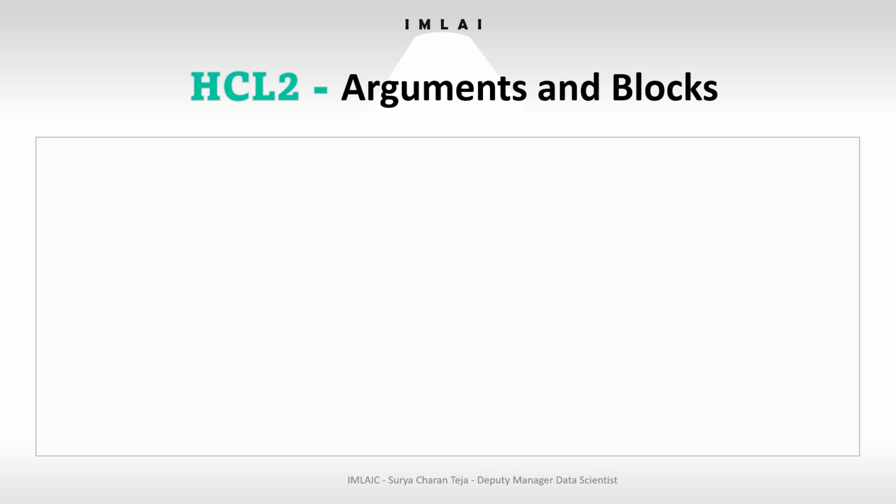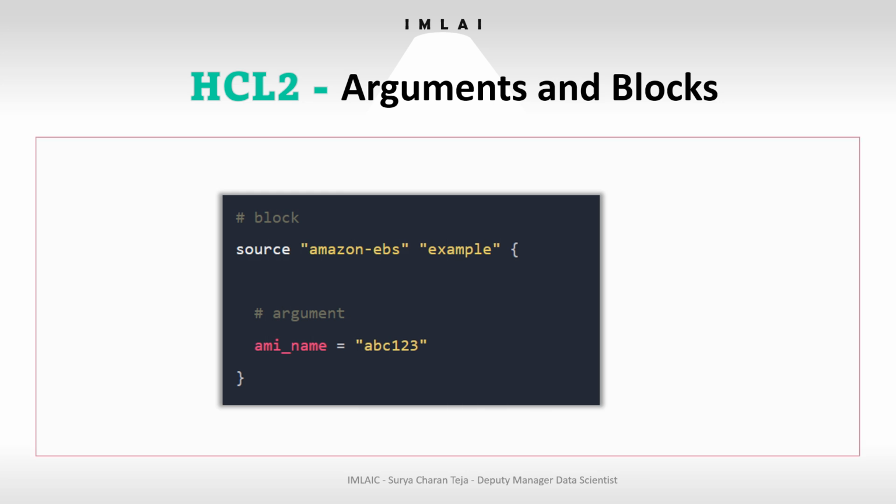So let's see the syntax of the HCL language, which consists of only a few basic elements. It begins with a source. You can see that it's a complete block, and it begins with a source, which is the block type, and then it consists of block labels. Amazon EBS is one label and an example is another label inside that block. The block opens with curly braces, and inside that you will have an argument. AMI name is the argument.